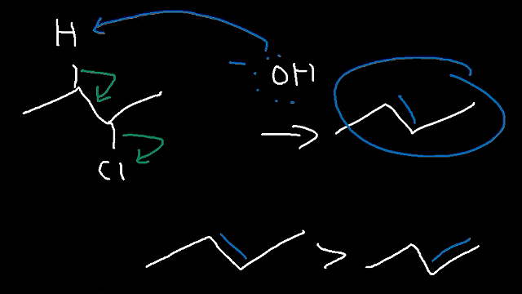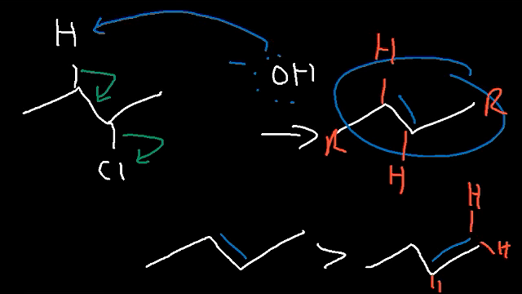Keep in mind, the reason why this is disubstituted is because it has 2 R groups. And the reason why this is monosubstituted is because it has 3 hydrogens, which means that it has 1 R group. Now let's look at the other example. Let's consider the one with the fluorine.